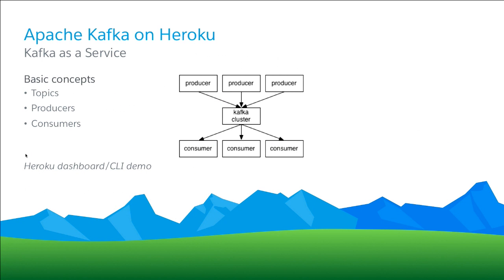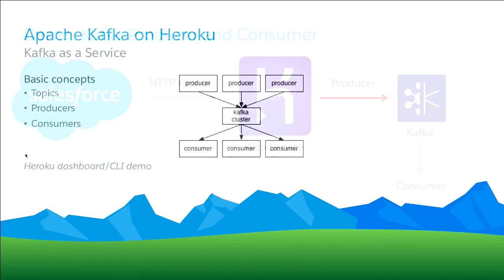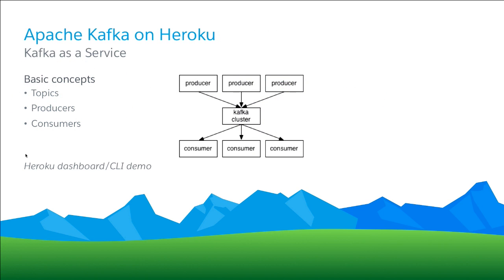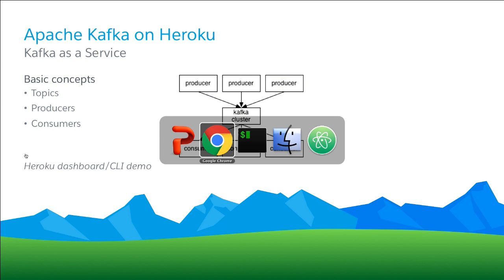Some basic terminology here. Topics are user-defined categories that you write data to. So when you set up Kafka, you create any number of topics. You just give them names, and your producers are what write messages into those topics. So you've got any number of producers writing into a Kafka cluster, and then any number of consumers reading from that Kafka cluster. The consumers subscribe to topics, and then they get essentially a feed of data from those topics.